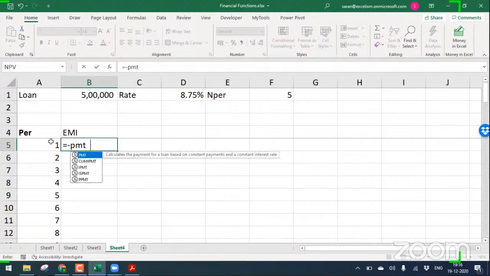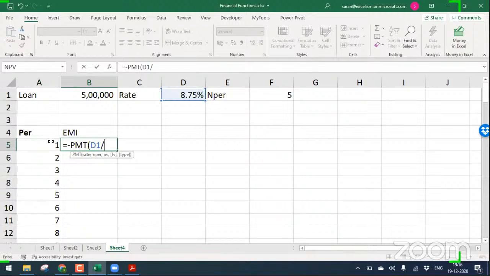Equal to PMT. The rate of interest is this, because it's a monthly rate, divided by 12. Then the number of periods is this into 12, because I'm going to pay in 60 periods. Then the present value is this. Okay, so let me close this. But this value should not change when I copy and paste. So let me take this with the dollar symbol, and let me also take this with the dollar symbol.